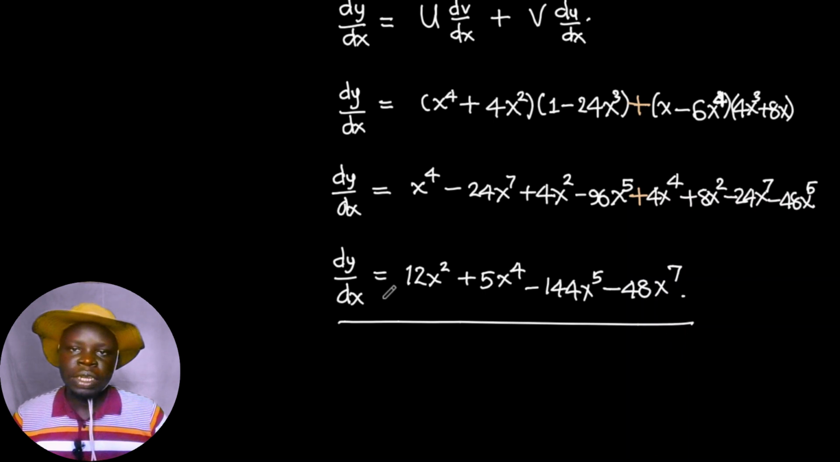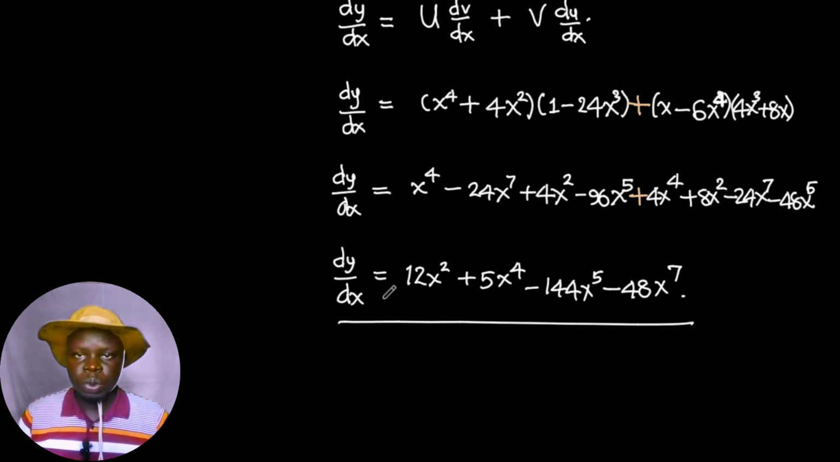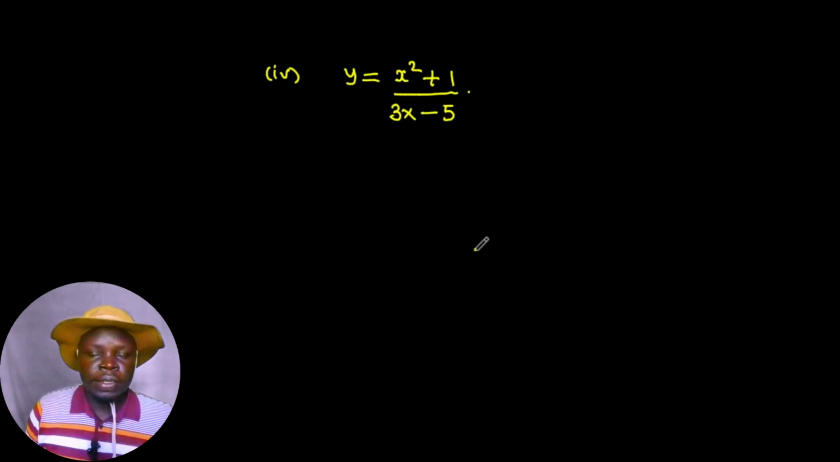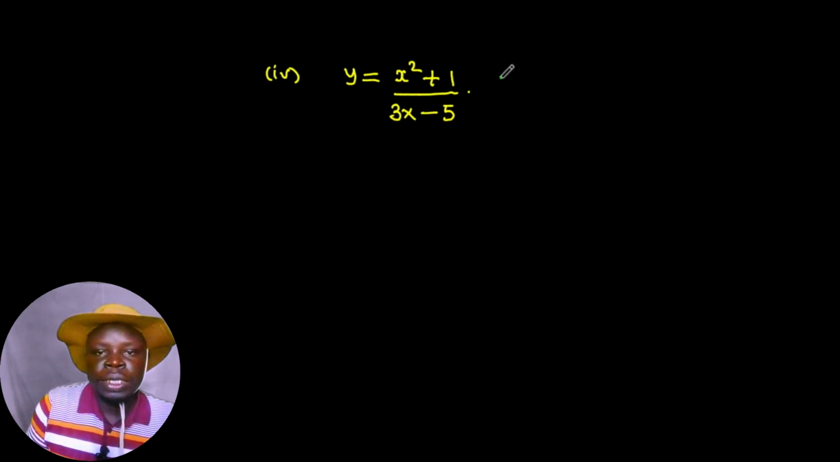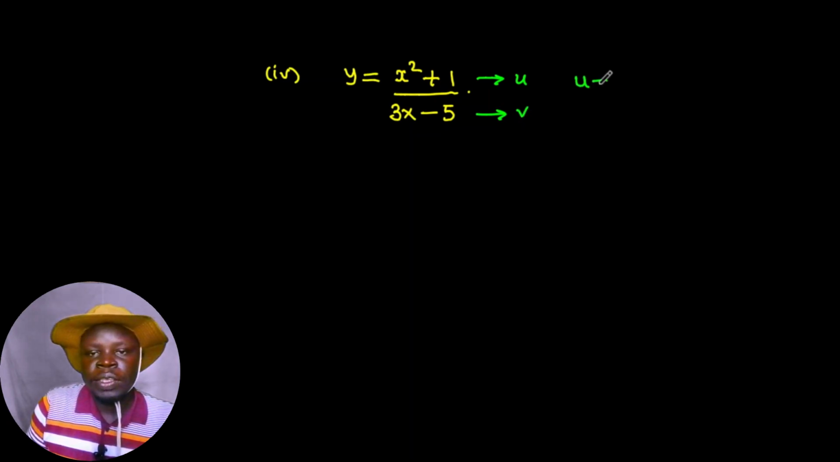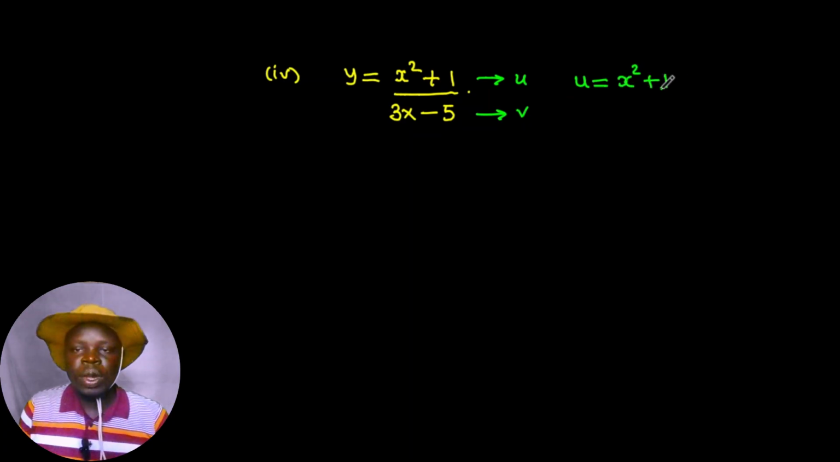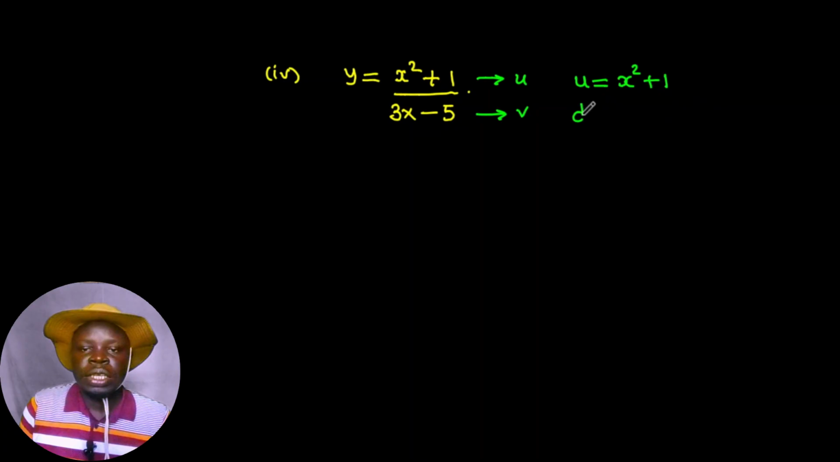Now with all this, let's also move on to look at the last question on quotient rule. In this last part of the question, we take the first part here to be our u, and the denominator to be our v. So putting this down, u is the same as x squared plus 1, and we can differentiate u with respect to x.